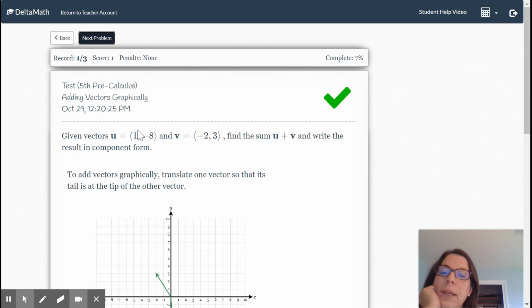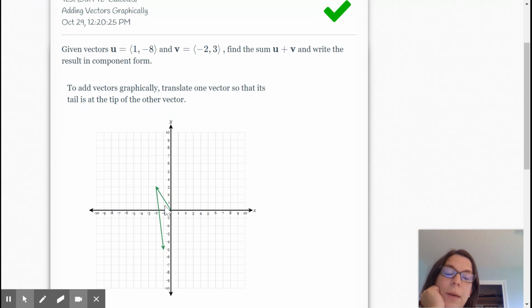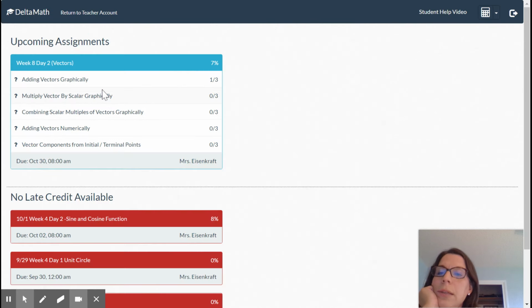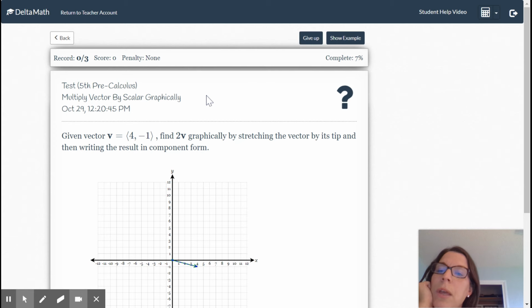Boom. And you could see that if you add 1 plus -2, the horizontal components, you would get -1. And if you add the vertical components, -8 and 3, you'd have gotten -5. But the whole idea is to visually see that by combining them and illustrating that. Okay, so let's go back. Let's try the next one.